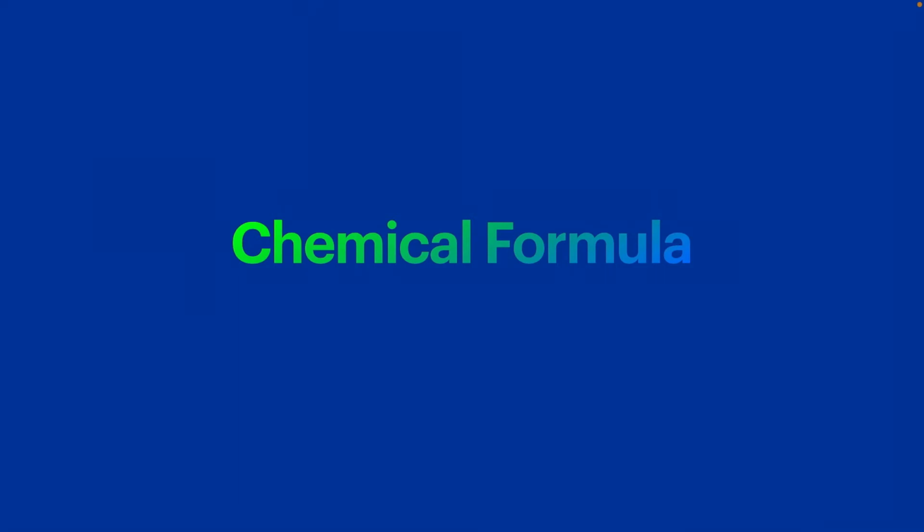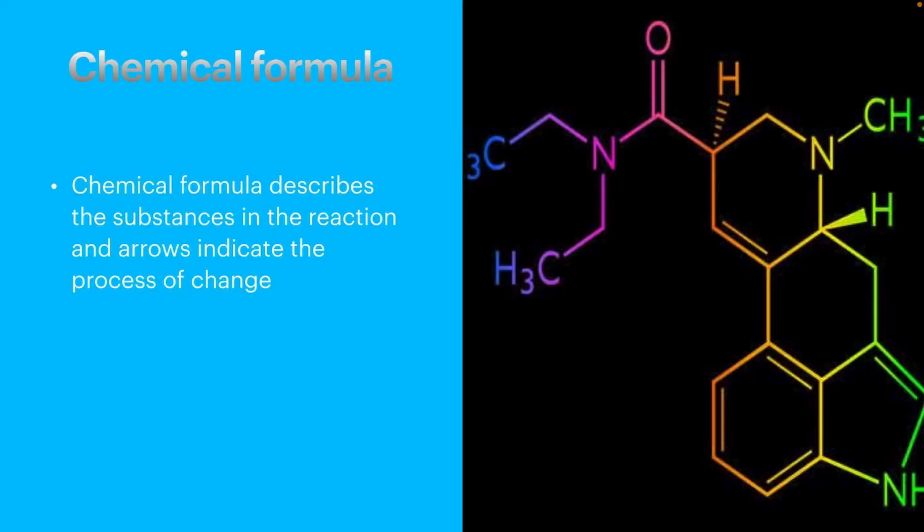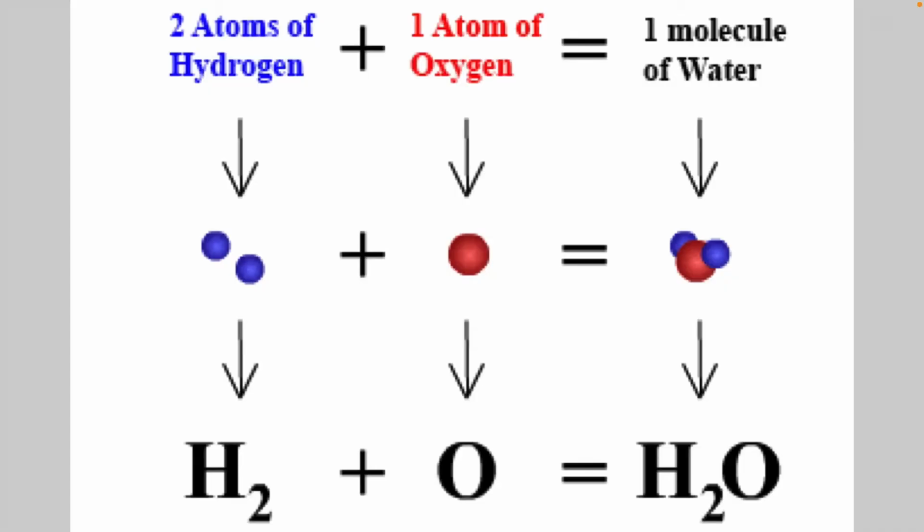Now, about the chemical formula. So the chemical formula describes the substances in the reaction, and the arrows indicate the process of change. As you can see, there are different types here, all this. Like this is like carbohydrates, glucose, and furthermore. And this is what the chemical formula looks like.